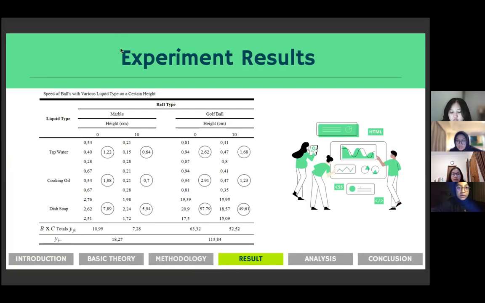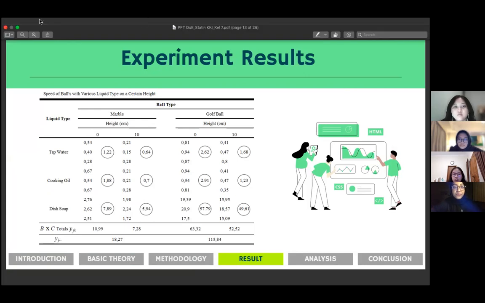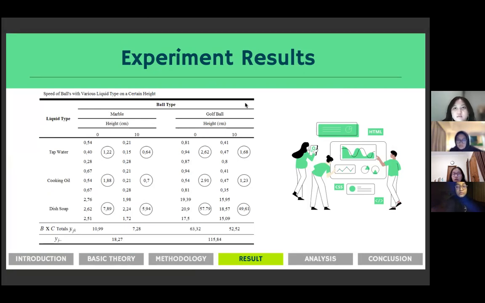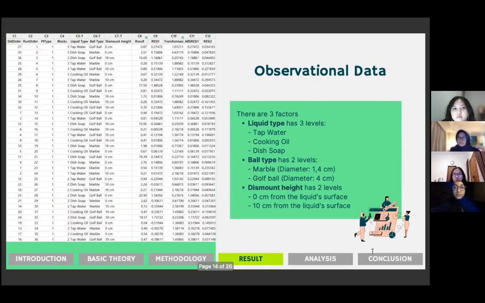Based on the experiment that has been conducted beforehand, we obtained the data which illustrates the velocity of a ball falling in a varying liquid type at a certain height. We carried out the experiment with three replications. As you can see here, on the second bottom row of the table, we symbolized marble by D and dismount height by C. Next.